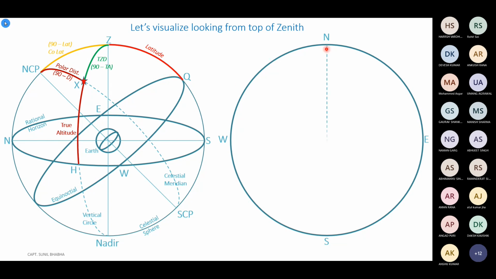So let's see it here. It is going to appear as a straight line joining the N and S points.